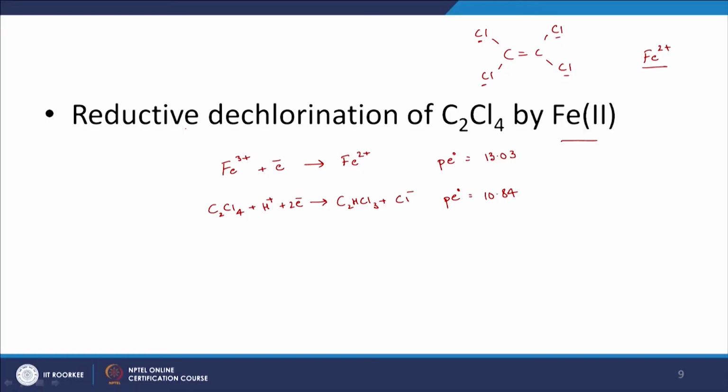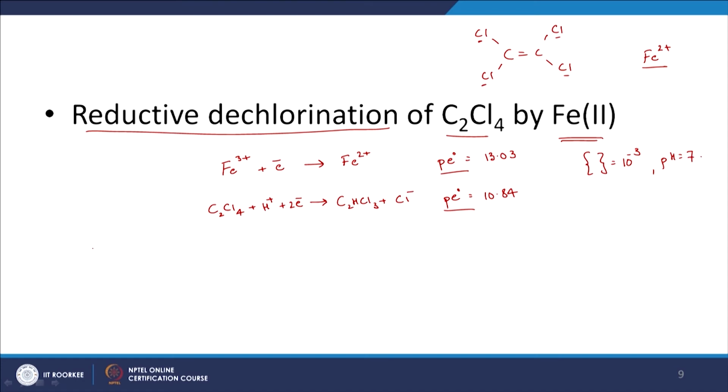So we are going to look at reductive dechlorination of perchloroethylene by ferrous, and here we have the relevant half reactions and the relevant P naught values. Here I am going to start with the assumption that all the activities are equal to 10 power minus 3 and that the pH is equal to 7.